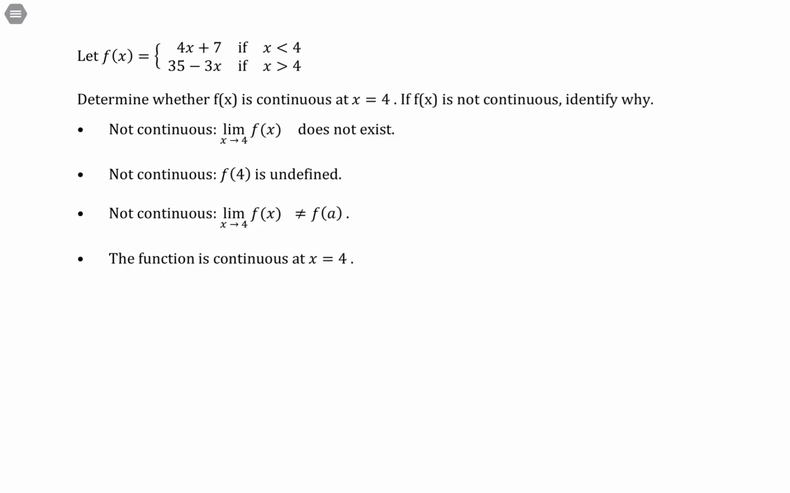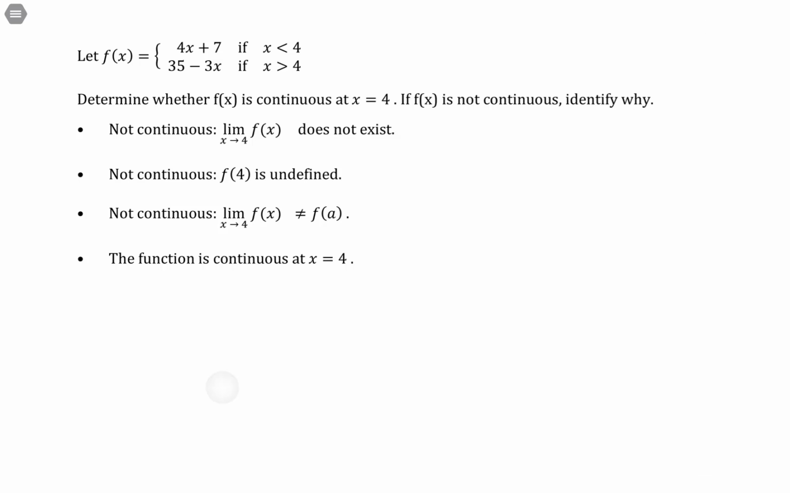Let f of x be defined as the piecewise defined function 4x plus 7 if x is less than 4, and 35 minus 3x if x is greater than 4. Determine whether f of x is continuous at x equals 4. If f of x is not continuous, identify why. To answer this question, what we need to do is identify a few different pieces.